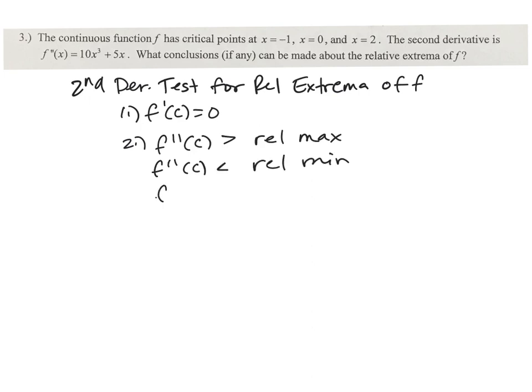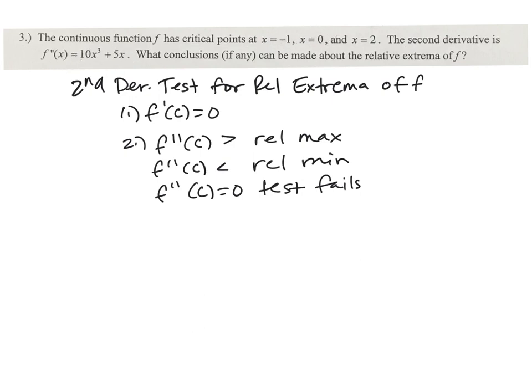If f double prime of c is less than 0, we have a relative min. And then remember, if f double prime of c is equal to 0, unfortunately, that's where the second derivative test fails. So we will have no information about a relative extrema at that point. If we knew what f was and could find f prime, we could go back to the first derivative test and see if f prime changes sign.